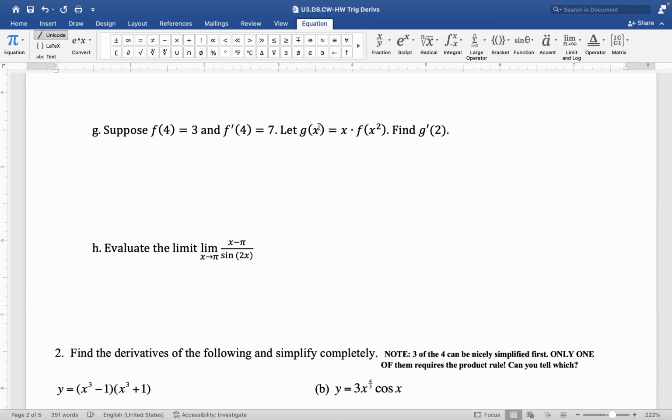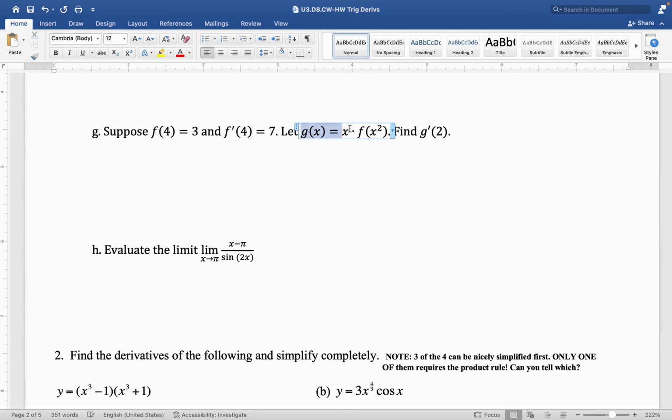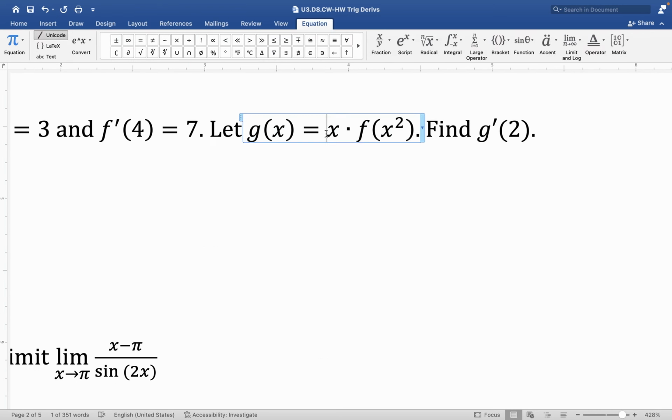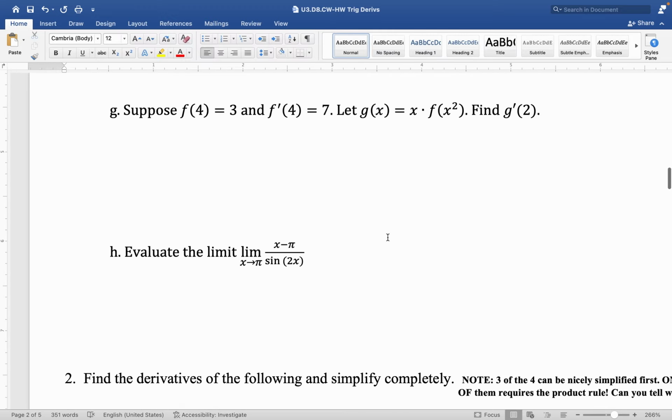This problem here, g, you're going to have to find the derivative of this function. This is going to require the product rule because you've got x times this other stuff here, but it's also going to require the chain rule because this guy right here is a composition. The outside function is f of blank, and the inside function is x squared. So be careful about that one.